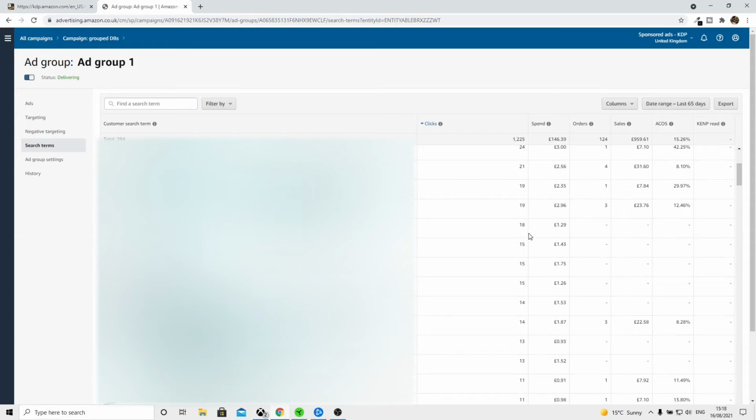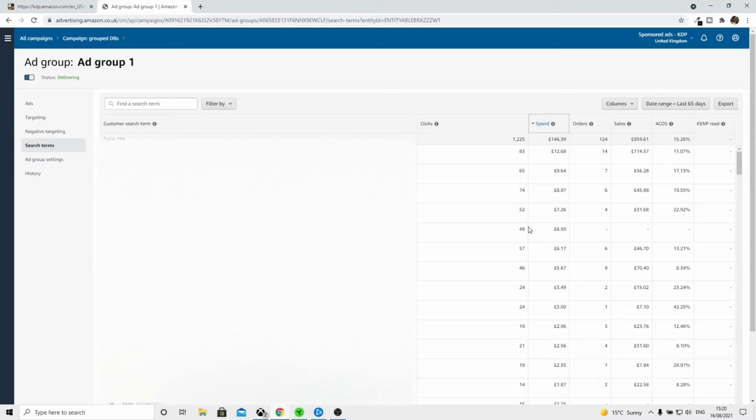As you can see, this section here: 18 clicks, 15 clicks, 15 clicks, 15 clicks, 14 clicks, 13 clicks, 13 clicks. I'm having absolutely no sales in the last 65 days, and we spent over £1, £1.40, £1.75. So usually when it gets to over sort of £1 or $2 of spend here, I'm going to start looking at trying to turn this specific part of the ad off so that I'm not wasting more money on it.